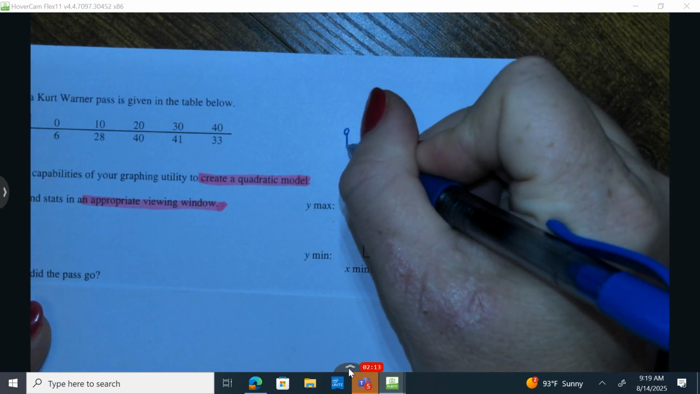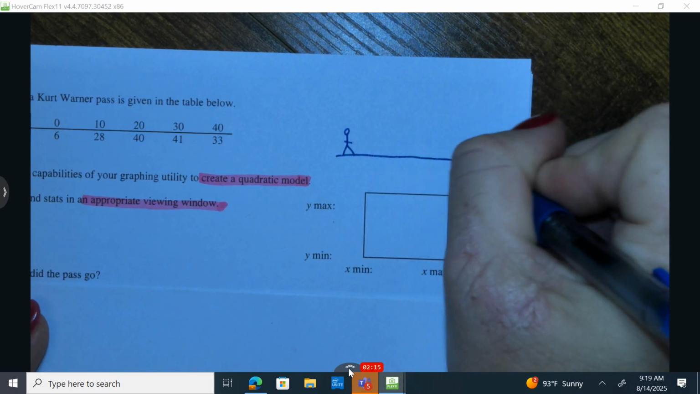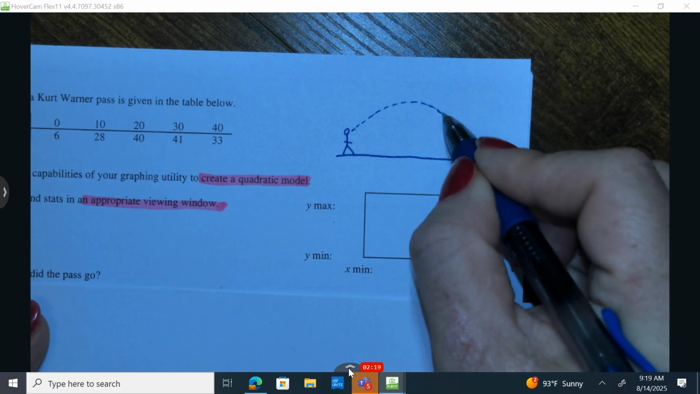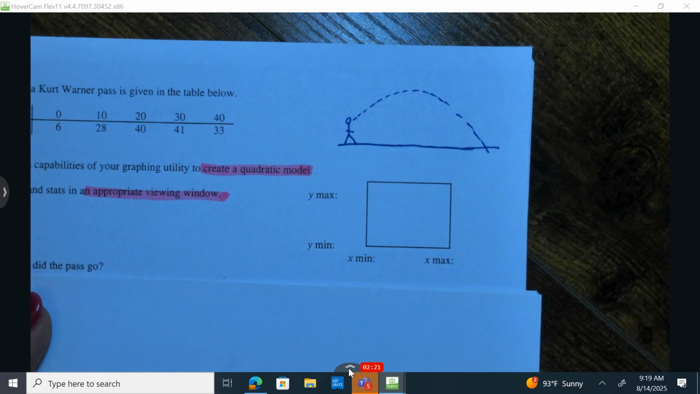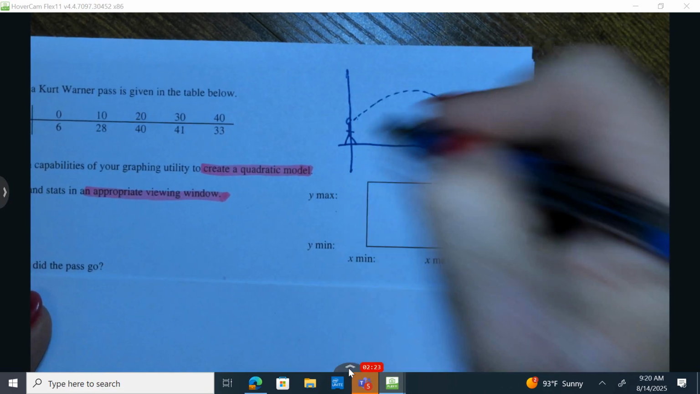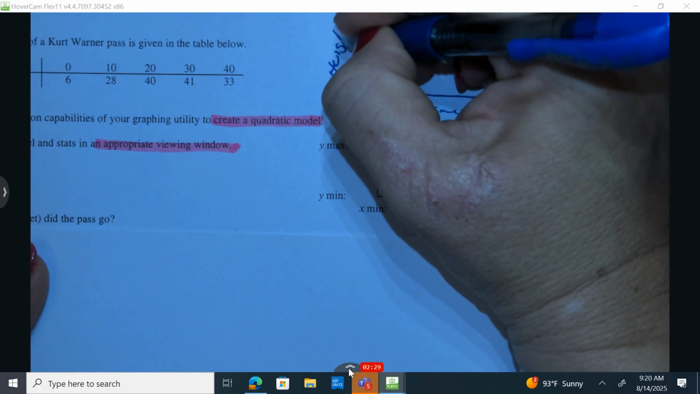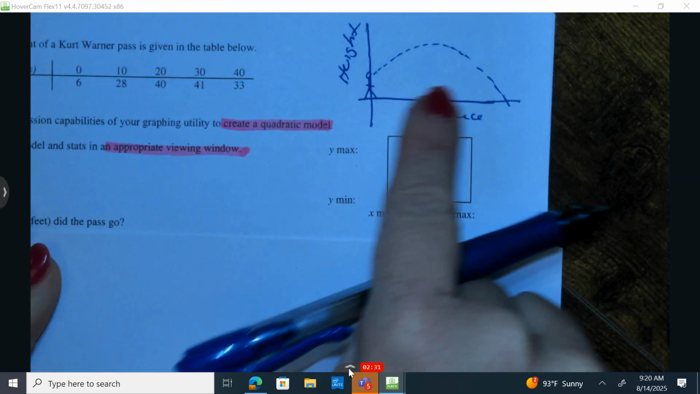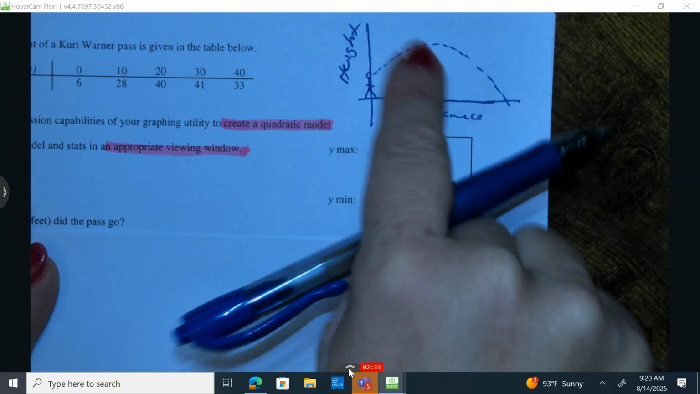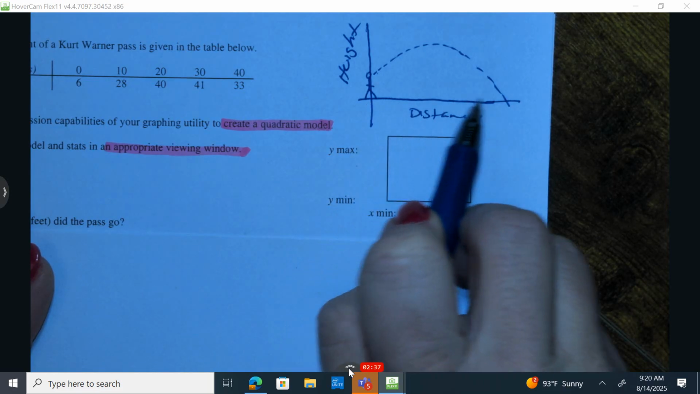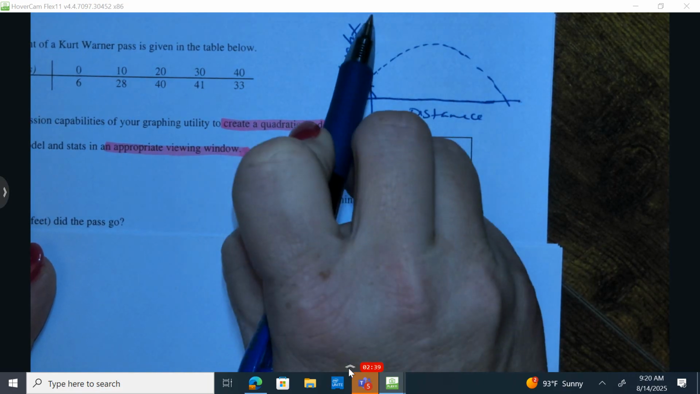So here's the quarterback, right? Here's the field. And if they throw a good pass, it's looking something like this, right? And if nobody catches it, it's looking something like that, correct? So when we're looking at the window, we know this is the distance and this is the height of the football. That's our information as it applies to the context of this problem in this graph. So distance is always going to be greater than or equal to 0. Our height is always going to be greater than or equal to 0.